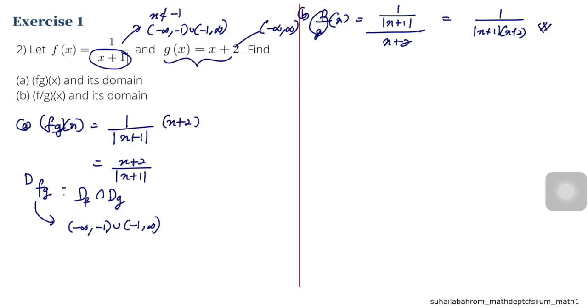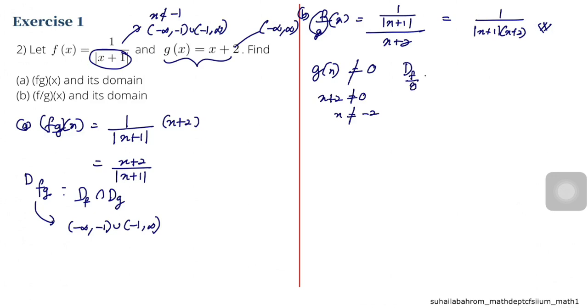And then how about the domain? The domain is just the intersection between f and function g, but we do have the additional condition whereby the function g(x) cannot be 0. Therefore, x plus 2 cannot be 0. Therefore, x cannot be negative 2.